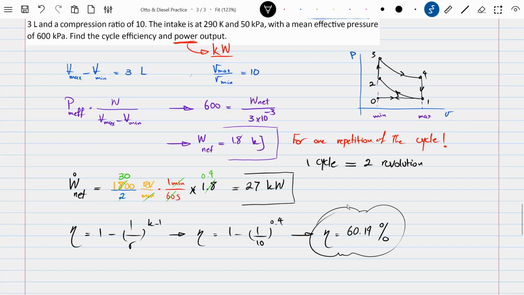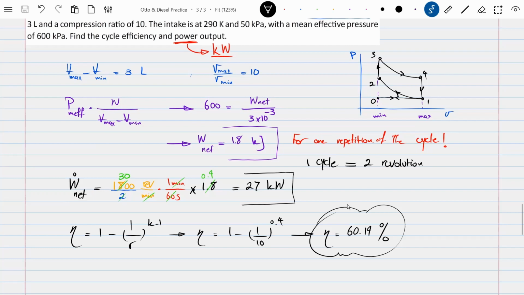So this problem, as you can see, it only required 4 or 5 lines of calculation. It is very simple as long as you know what's going on. The mean effective pressure is a very handy tool to calculate the net work output. The only tricky part to this question was realizing how the engine RPM is related to the engine power output.